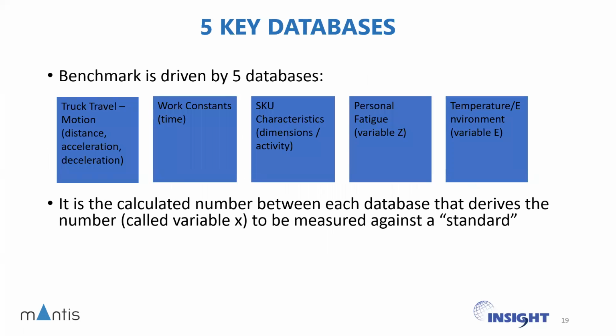How do we do this? We have 5 key databases. So we have databases based on the MHE equipment we have: liftoff speeds, accelerations, decelerations, basically those speed limits that we have in our Google Maps. We have all the work constraints, or all those human constants that we have in there.